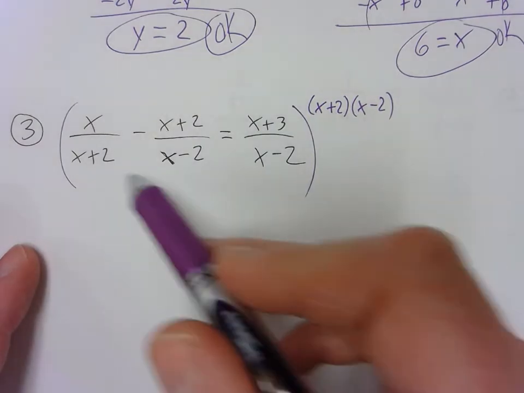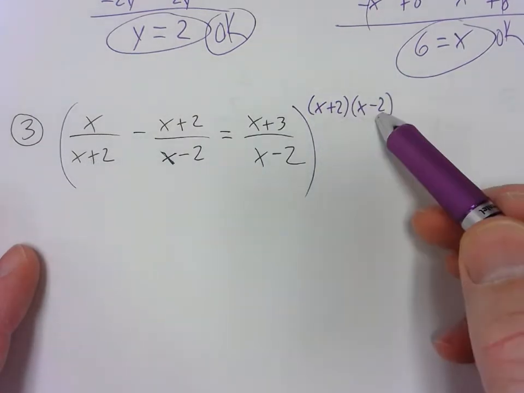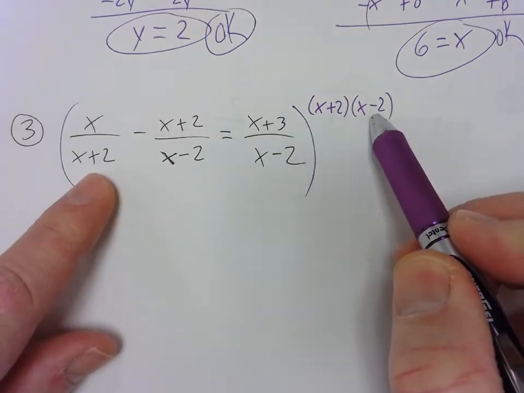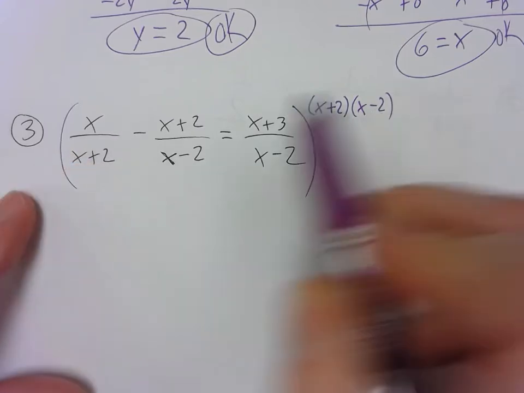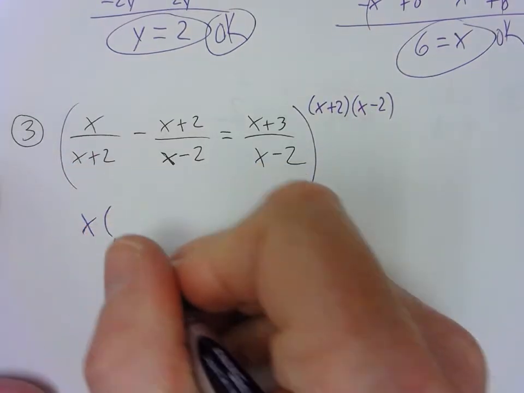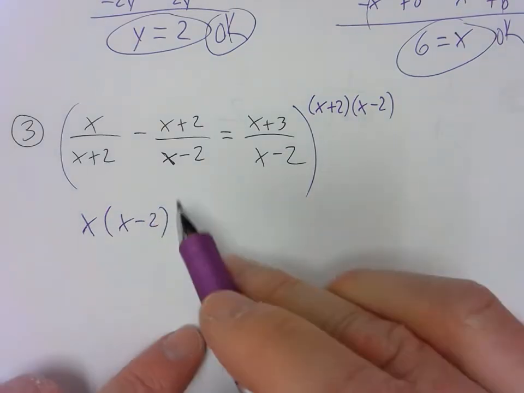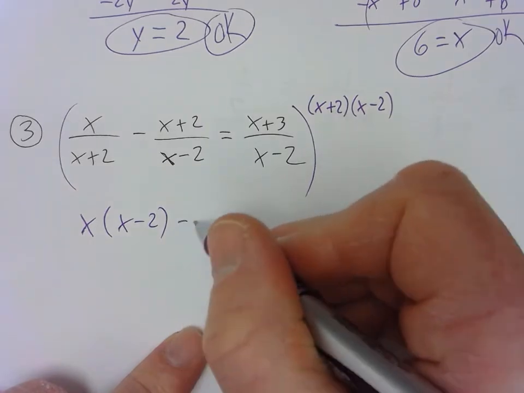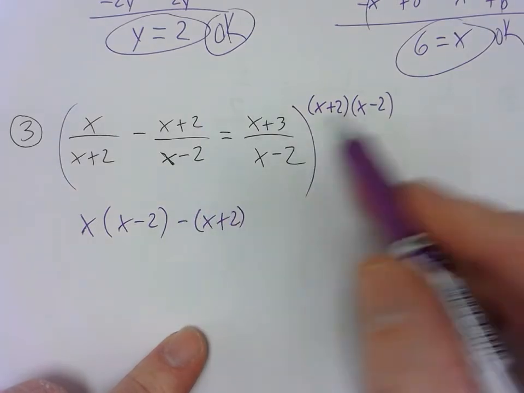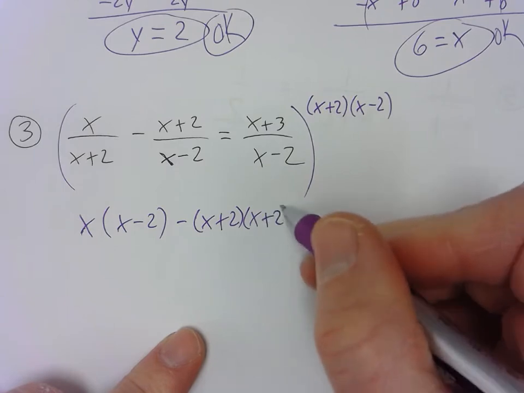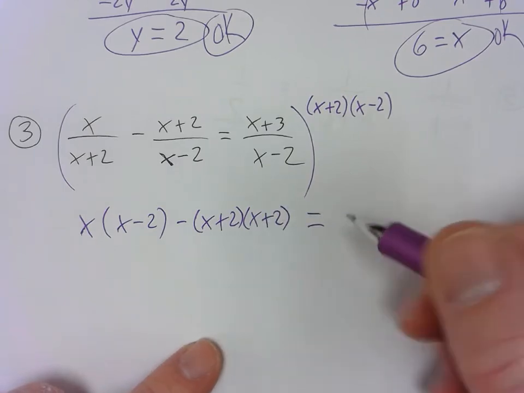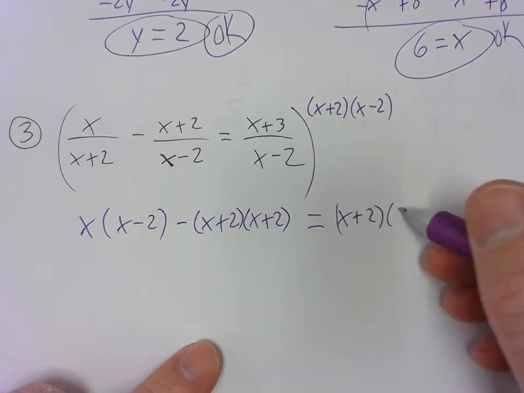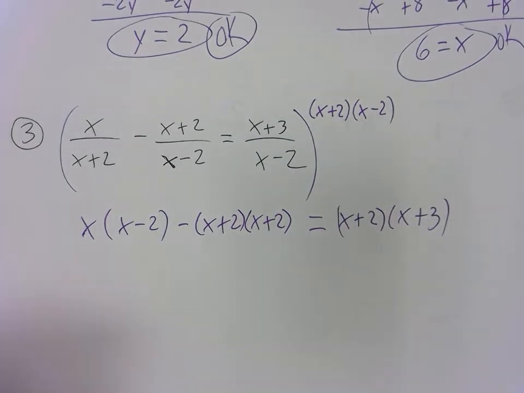So this is going to divide into these. This will divide into here one time, leaving this. So that would cancel out, leaving this times this. So I write x times x minus 2. Then this divides into here, leaving that. So it'd be minus x plus 2 times x plus 2. Equals, this divides, leaving that. So we have x plus 2 and x plus 3. That's kind of how that works.